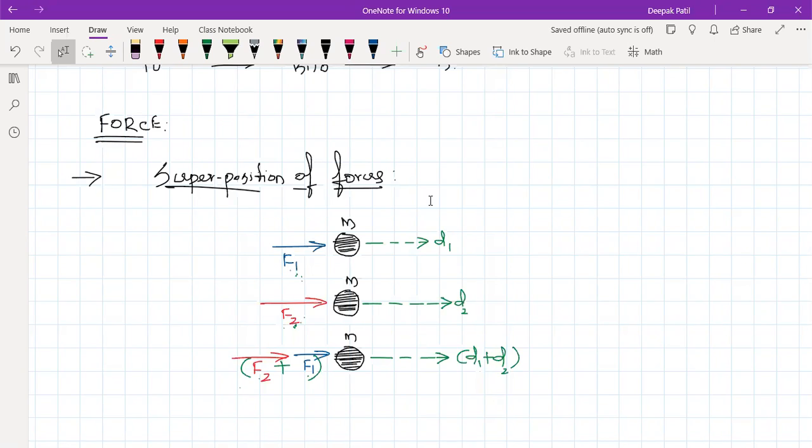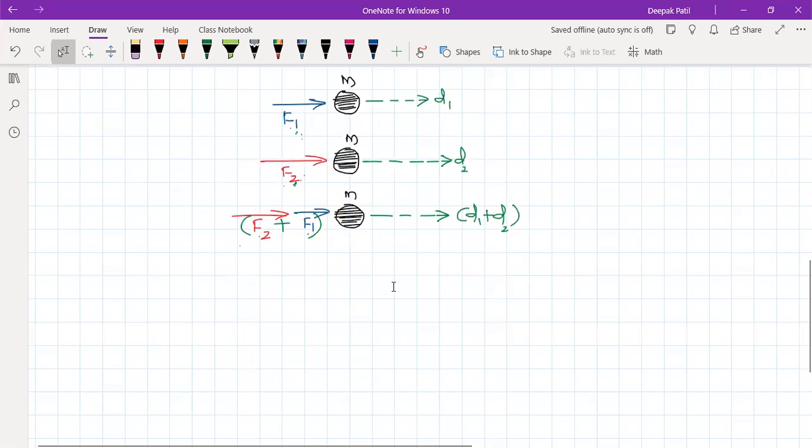Is that clear? Yes, sir. Now, I will come to how to apply the principle of superposition of forces when we take up some numerical examples at a later stage. But at this point, you should understand what is meant by the principle of superposition of forces.